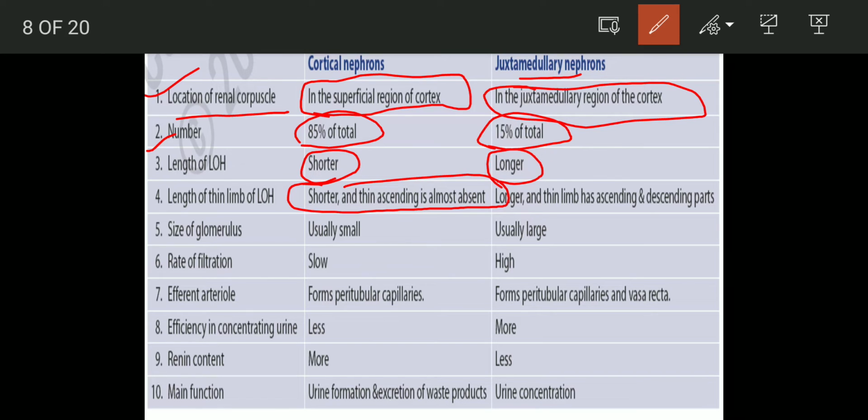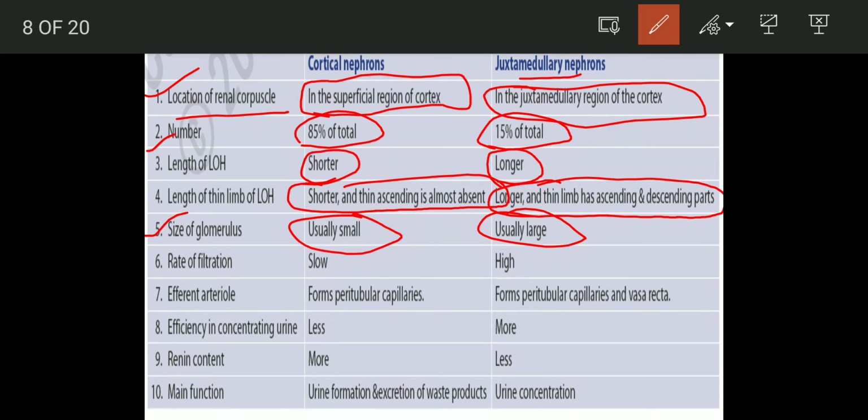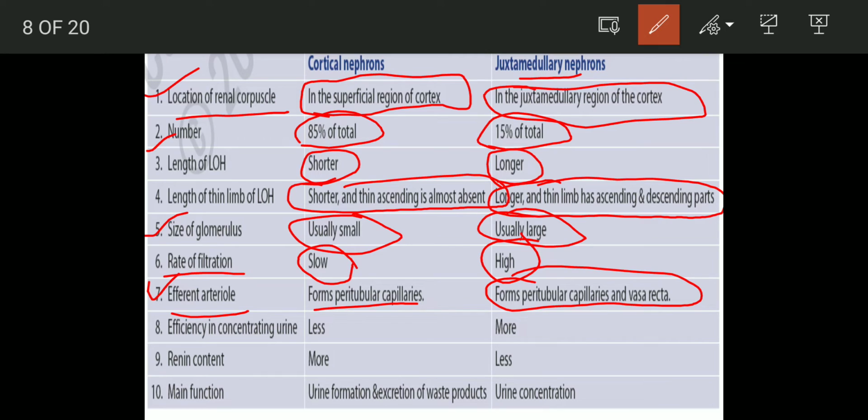Whereas the juxtamedullary nephron has a longer, thin limb with ascending and descending parts. Size of the glomerulus: on this side the glomerulus is usually small, and on the other it is usually large. Rate of filtration here is slow, and in the juxtamedullary it is high. Coming to the efferent arteriole, here it forms the peritubular capillaries, and in the juxtamedullary nephrons it will form the peritubular capillaries and vasa recta.